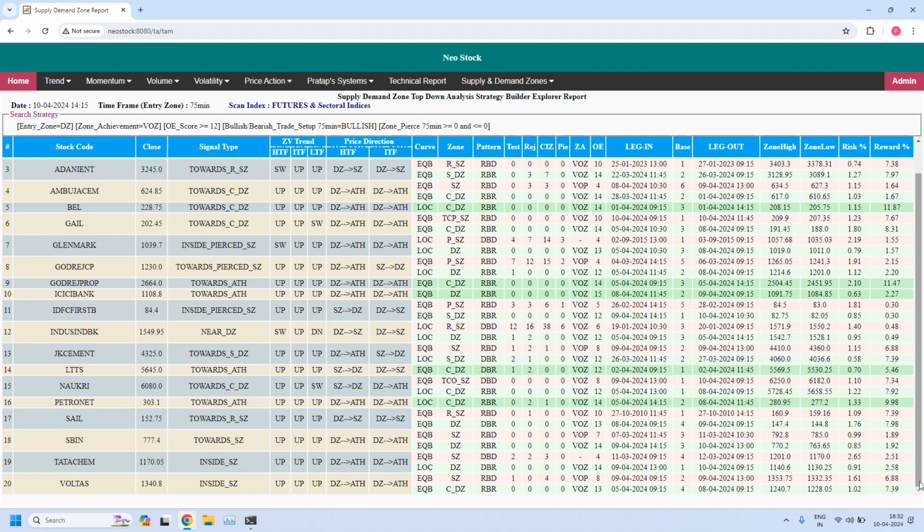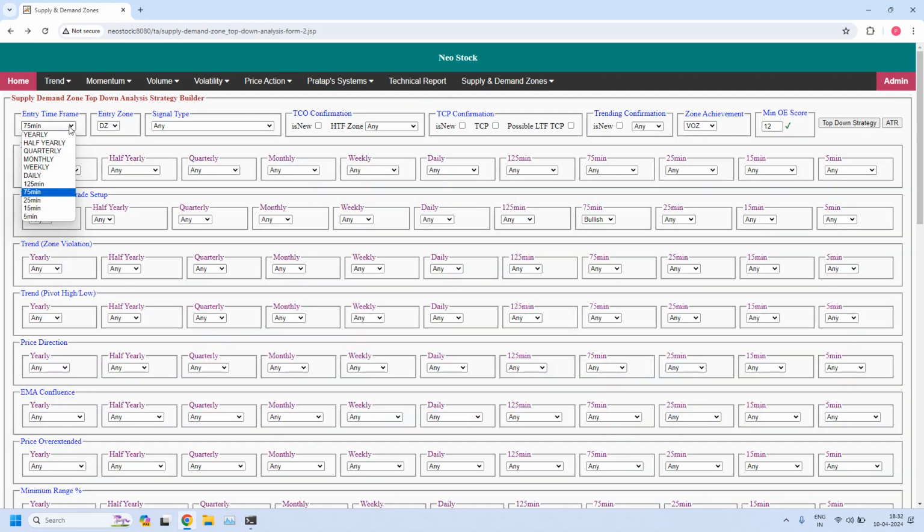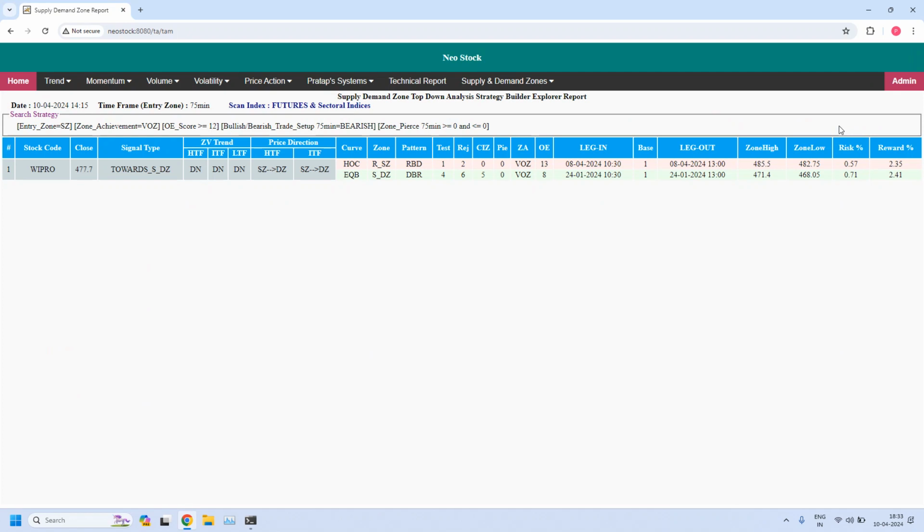Okay, now let us generate bearish trade setup for weekly income trade. I am going back. Entry time frame is 75 minutes for weekly income trade, but this time we are selecting entry zone as supply zone because it is a bearish trade setup, and also in bullish or bearish trade setup at 75 minutes time frame I am selecting the value bearish, and the filters remain the same as what we set. Pierced count should be 0, and zone achievement is VOZ, and minimum odd enhancer score is 12. Now let me generate the report.